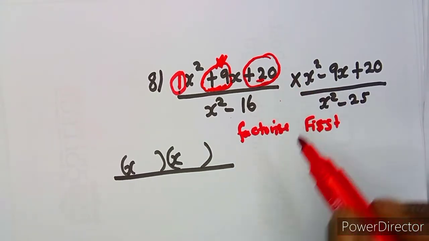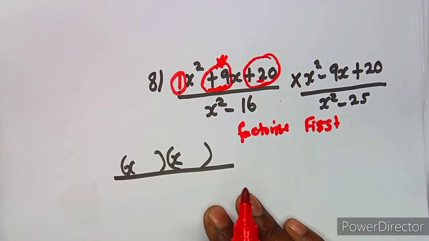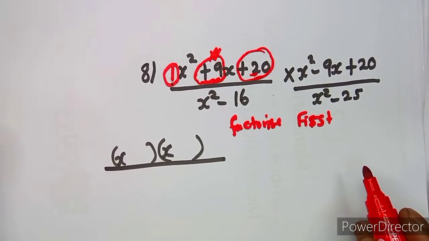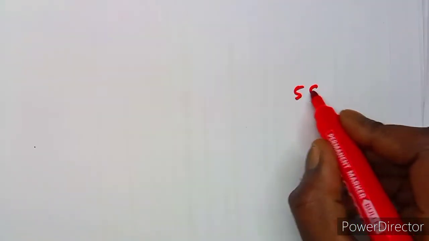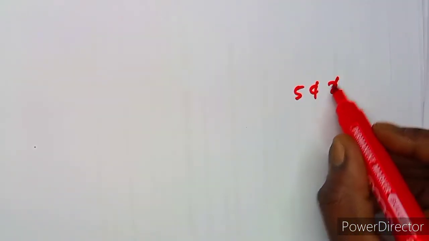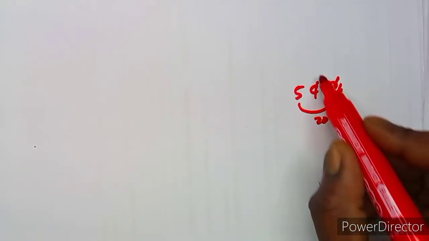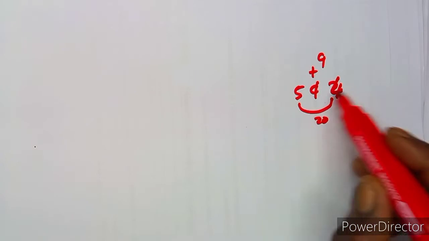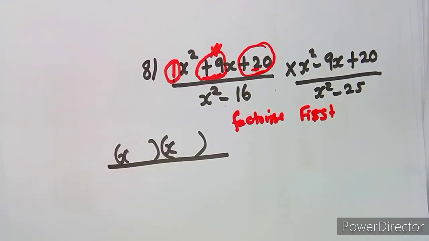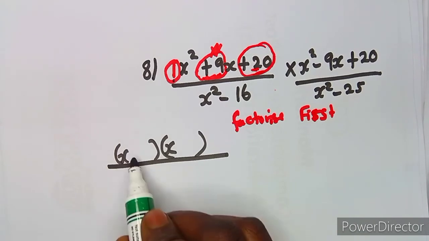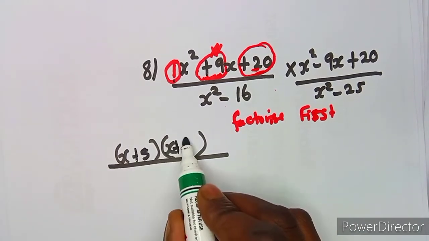So what are the factors of 20? Two numbers that you can multiply to get 20. This is 5 and what? 4. Take a closer look at these numbers. 5 and 4. That's 5 times 4, that's 20. 5 plus 4, that's 9. So these are the numbers, guys, 5 and 4. So you're going to have plus 5 and plus 4 because all of them are positive. So it's plus 5, plus 4.